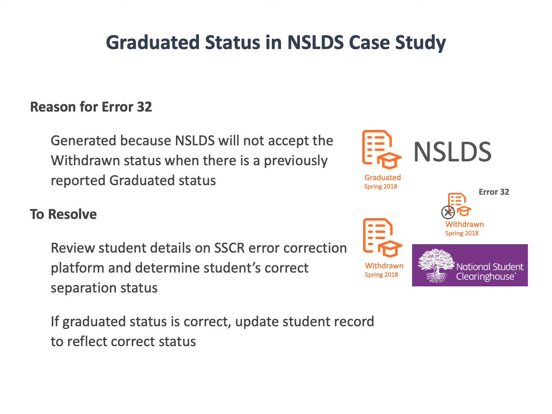Since NSLDS will not accept the withdrawn status from the Clearinghouse, another direct update to NSLDS is needed to successfully report the withdrawn status to them. After updating NSLDS with the withdrawn status, wait at least 24 hours and then do the same update in our system. This will help to prevent the error 32 from coming up again for the first scenario we discussed.